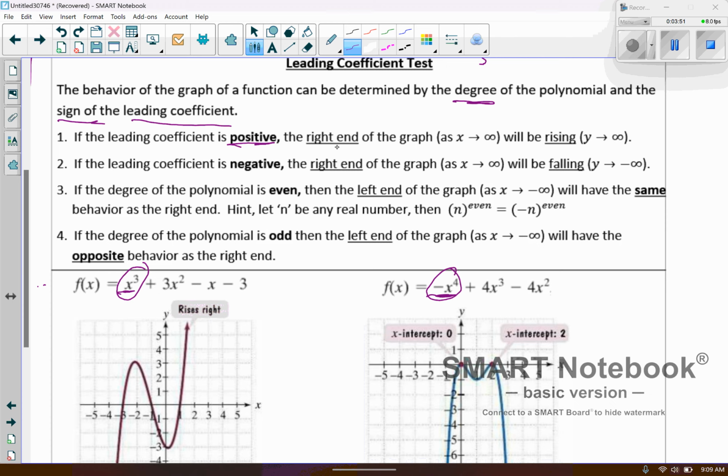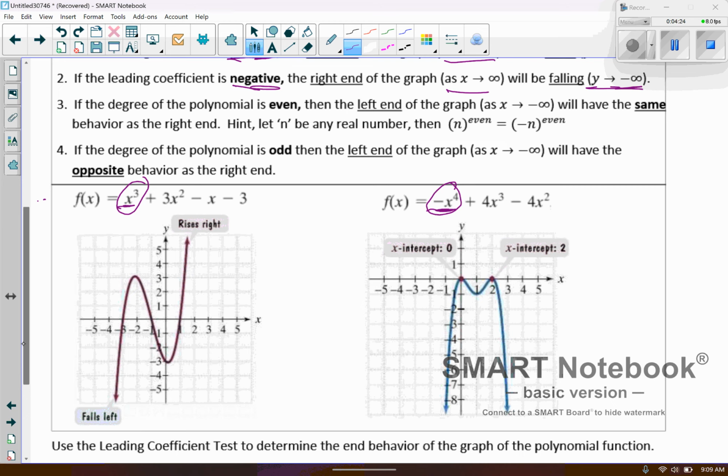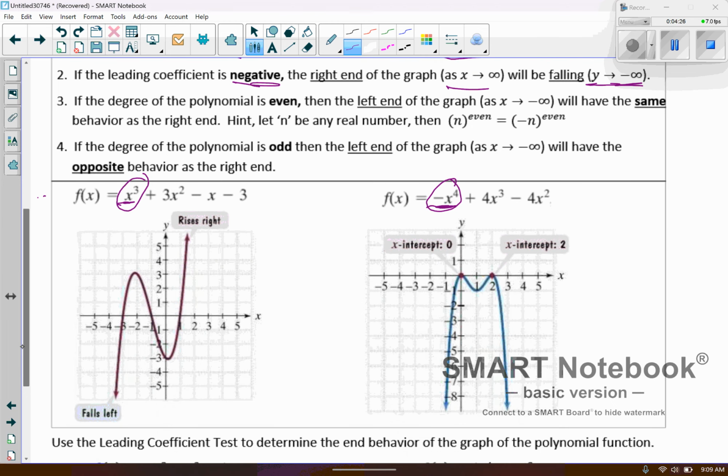If it's positive, the right end of the graph, basically as x goes to positive infinity, as you let your x value continue to get larger, 1, 2, 3, 4, 5, and so on, what happens? It will rise. The y value also will go to positive infinity. So if the leading coefficient is positive, the right end will go up. Now, if the leading coefficient is negative, then the right end will actually go down. It will fall. You can see that here on the second graph.